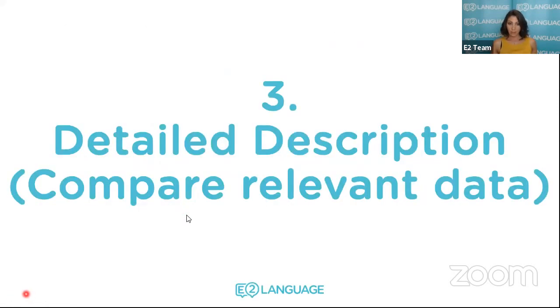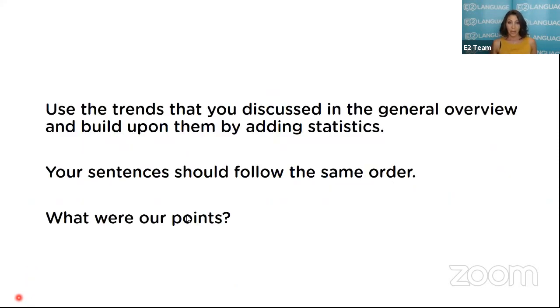Now we have that information. We've identified the main trends or what happened to the data. Now we move on to the detailed description. This is where we actually add the statistics, we add the numbers, and we compare them. So how do we do that?